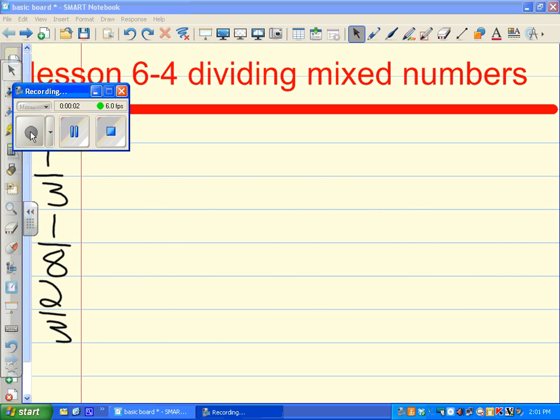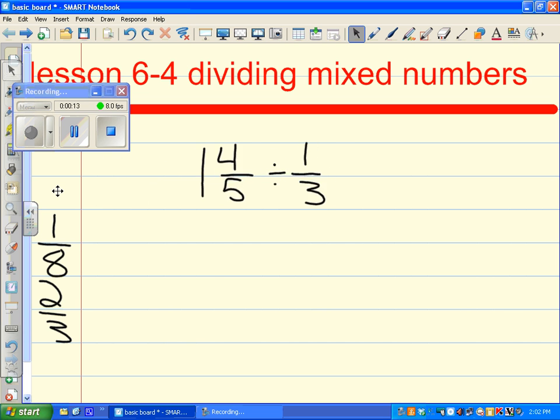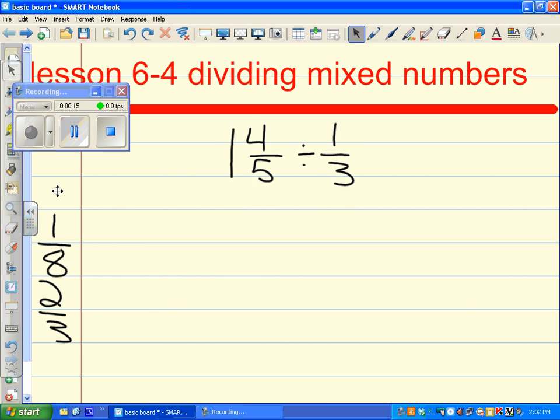All right, here we're going to do lesson 6-4, dividing mixed numbers. Now, dividing mixed numbers is a lot like multiplying mixed numbers, except we're dividing. Let me show you what I mean. I have 1 and 4/5 divided by 1/3.